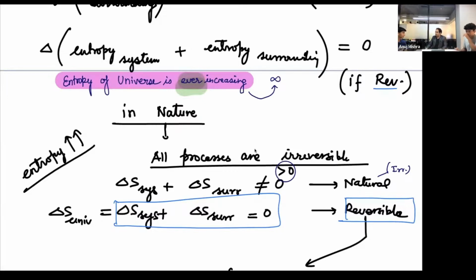You can't have entropy negative. Entropy of system or surrounding? Anything. It can be negative, why not? Like entropy of the universe. Universe cannot be negative, for sure. Universe, the best case scenario is 0, when it is a reversible process. So that's when maybe the entire universe is at absolute zero, then nothing happens at all.